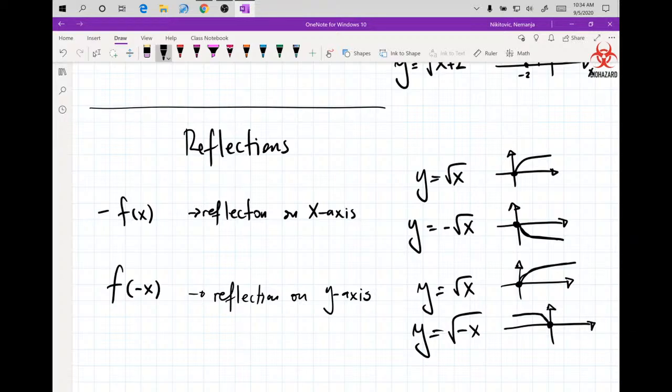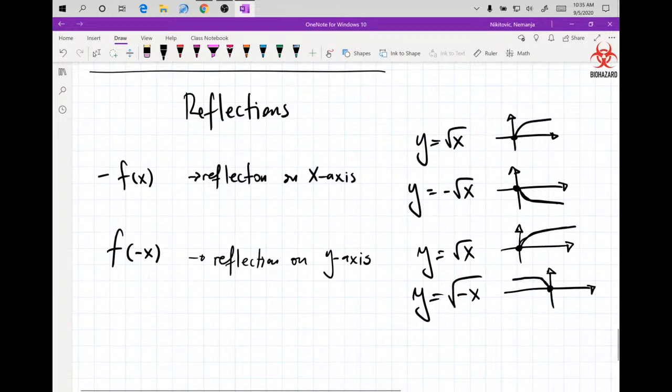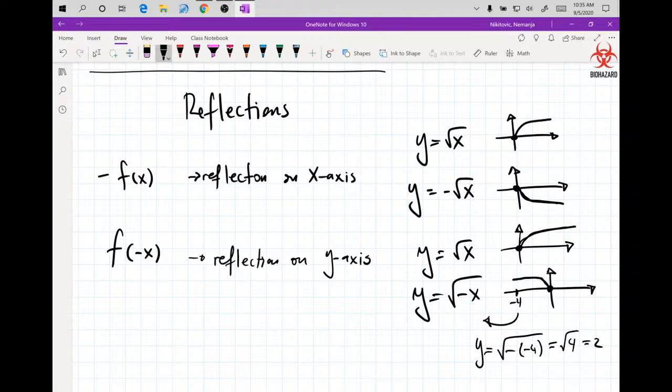Now, before you say, but professor, you said we can't have a negative under the root. You don't. You still have a positive value under the root. Because look what values you are allowed to plug in for x. Negatives, right? And then the negative over here will give you a positive number. So if you pick negative 4, and when you plug that in, you will get y equals square root of negative negative 4, which is square root of 4, which is 2. So we're all good to go. So it's still giving you a positive value under the radical. Right? That's it.